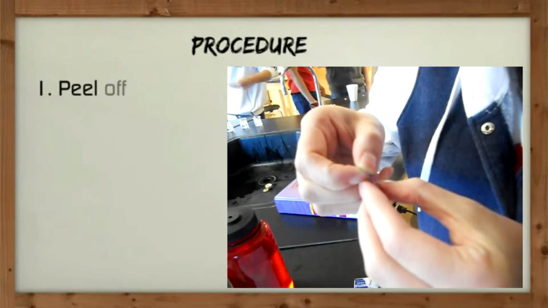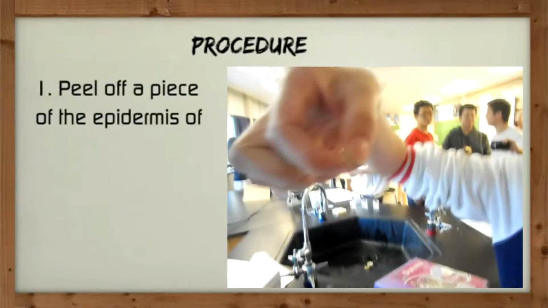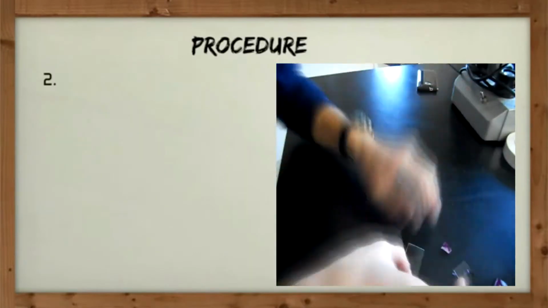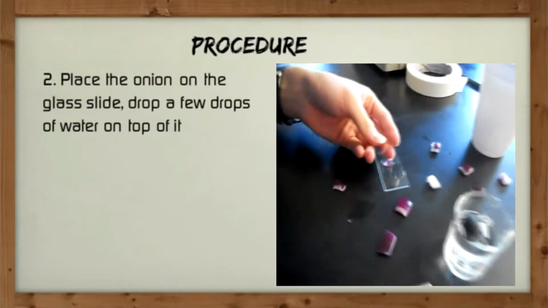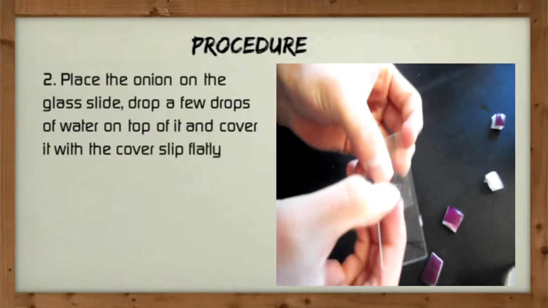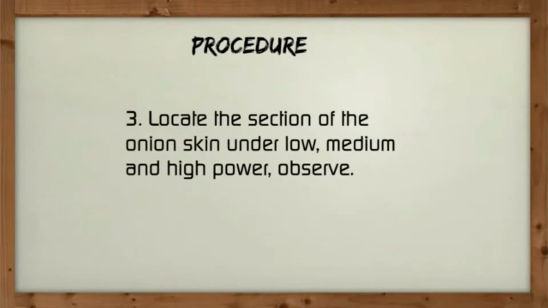Procedure. Step 1. Peel off a piece of the epidermis of the red onion. Step 2. Place the onion on the glass slide. Drop a few drops of water on top of it and cover it with the cover slip flatly. Step 3. Locate a section of the onion skin under low, medium, and high power.